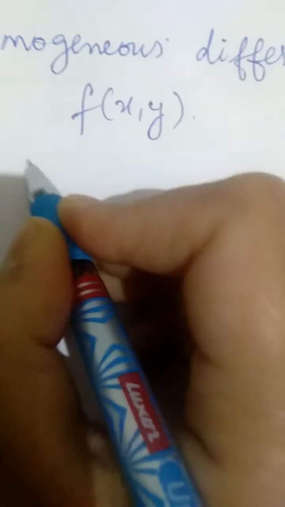Suppose you have a function f of x y. So let's take an example. f of x y is equal to x square minus y square plus 2xy.